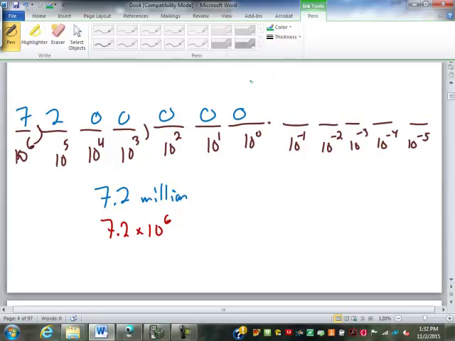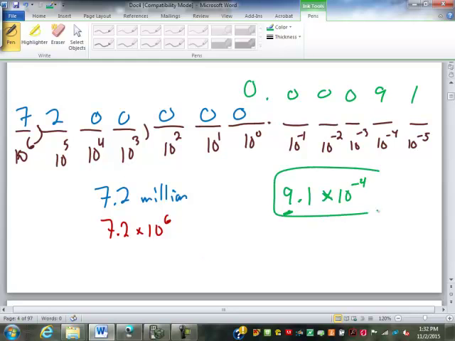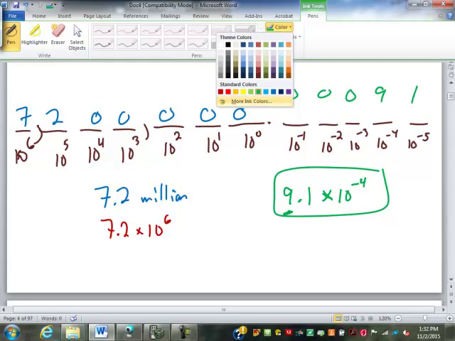So let's have something like 0.00091. Now again, in scientific notation, we name the first digit, and then only one digit is in front of our decimal point. So here, this is going to be 9.1. And then we name the place value of that digit that's in front of the decimal. What place value is the decimal in, with the 9 in? 10 to the negative 4th. So it's 9.1 times 10 to the negative 4th.